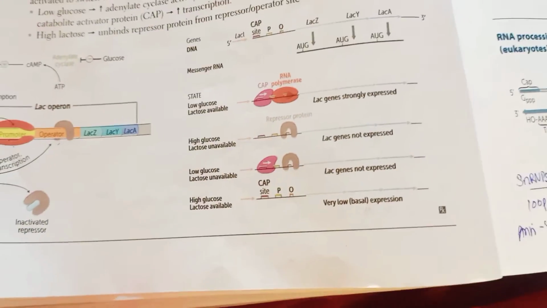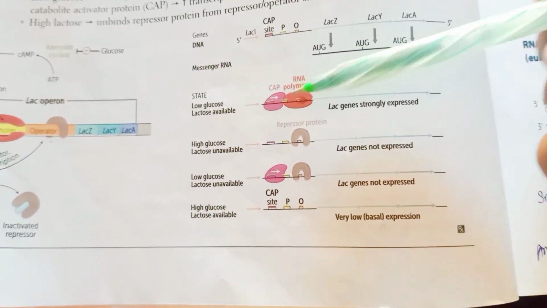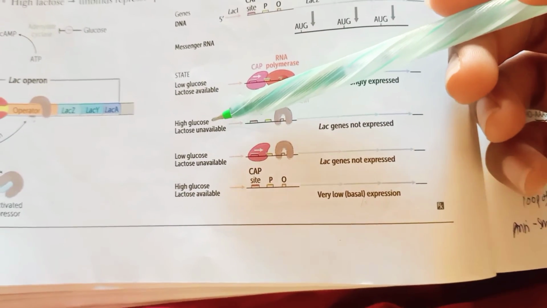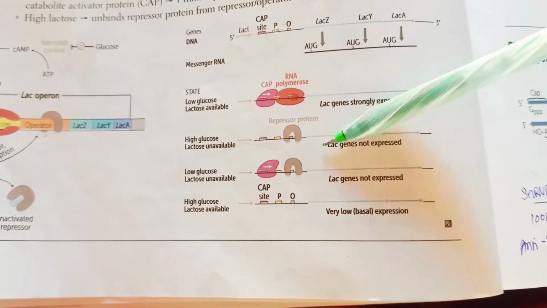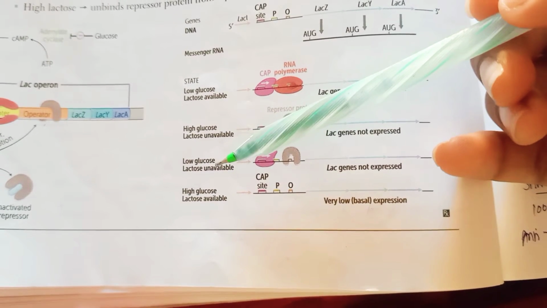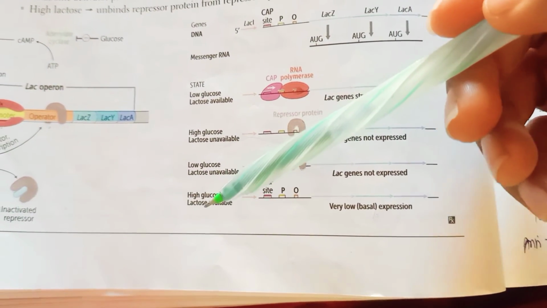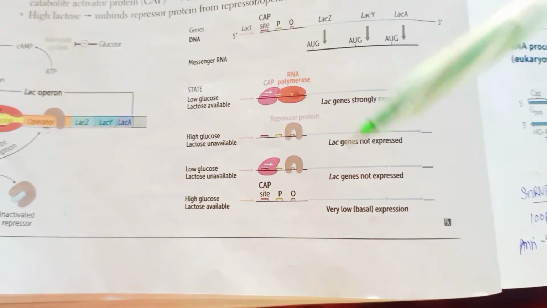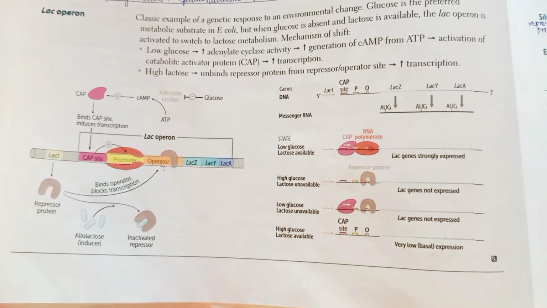So here there are different cases to understand. First, whenever there is low glucose but lactose is available, then the lac genes are strongly expressed because there is low glucose and more lactose. But whenever there is high glucose and lactose is unavailable, clearly you can understand glucose is an inhibitor, so the lac genes are not expressed. And whenever there is very low glucose and lactose is unavailable, of course the lac genes are not expressed. With high glucose, lactose is still available but there is more glucose which is dominating it, so because of that this system will be inhibited. So very low basal expression. So this is about the lac operon which we need to know.